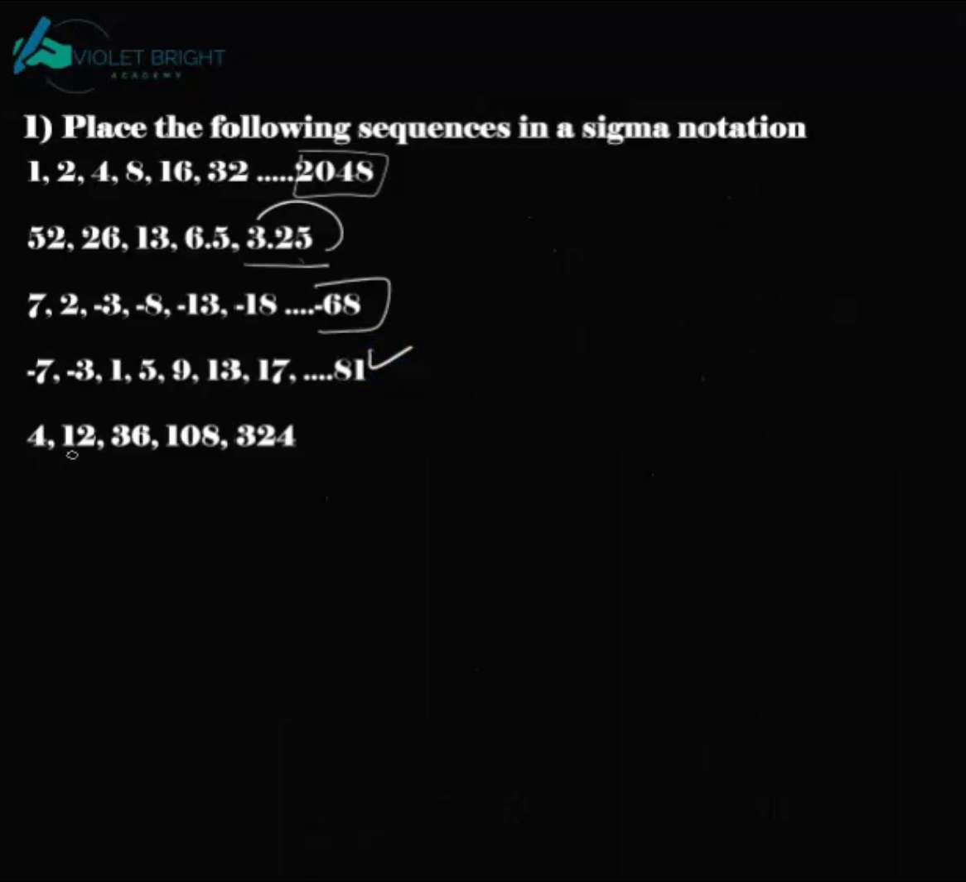So in the last one, we have 4, 12, 36. So here it seems like we multiply by 3. Let's check the ratio. 12 over 4 equals 3. 36 over 12 equals 3. So this is the geometric sequence. So it's going to be ar^(n-1). So it's 4 into 3^(n-1). So we found the general formula.